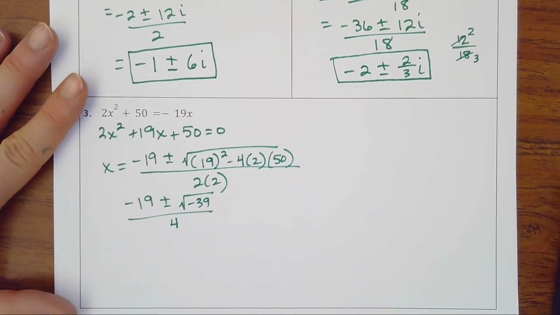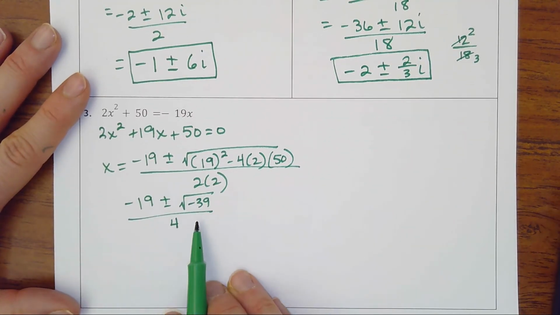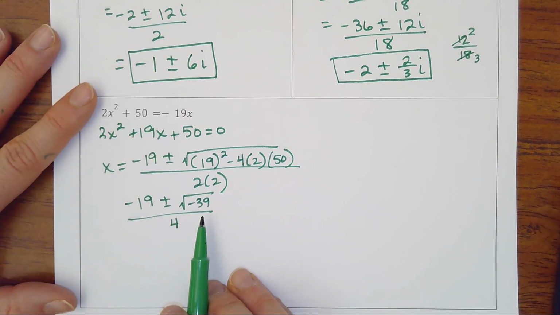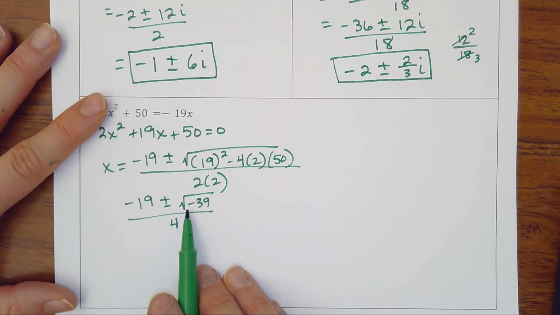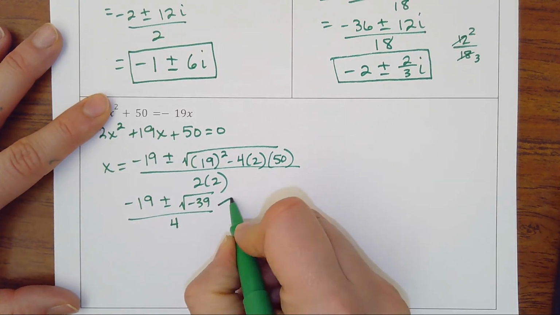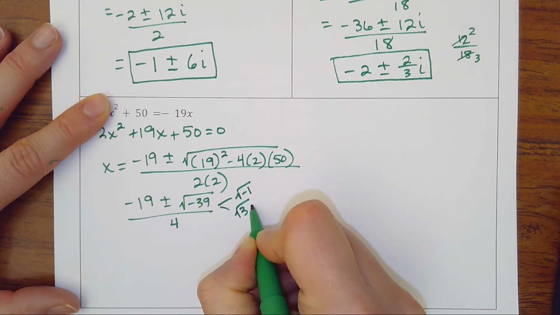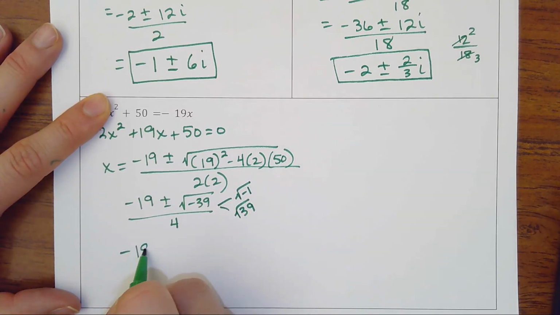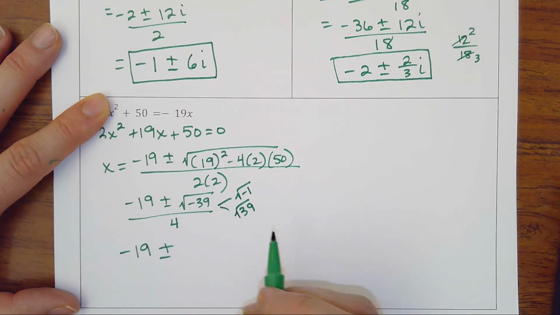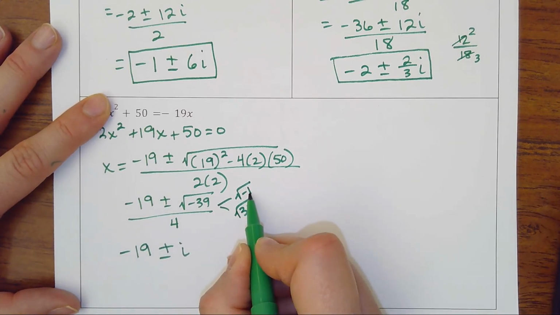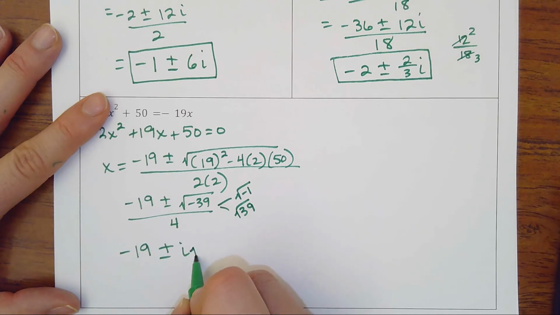Okay, so what happens if I have something like the square root of 39? 39 is like 3 and 13. That's the only factor. So there's definitely no perfect square that can come out of there, but I can't leave a negative under the square root. So what's really happening is I'm taking out a square root of negative 1 and leaving the square root of 39. So this would be negative 19 plus or minus i from the square root of negative 1, square root of 39, all over 4.